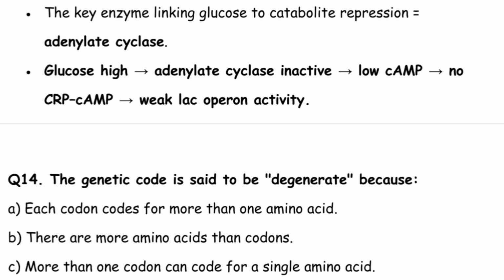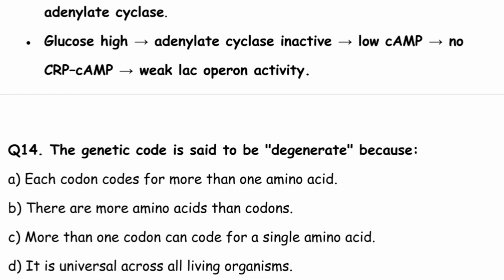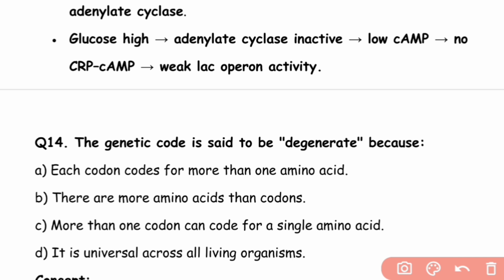Next question. The genetic code is said to be degenerate because A. each codon codes for more than one amino acid, B. there are more amino acids than codons, C. more than one codon can code for a single amino acid, and D. it is universal across all living organisms. The answer here is C, more than one codon can code for a single amino acid. D is also correct, but it is itself another property of the genetic code. It doesn't have a role in the degeneracy of the genetic code.